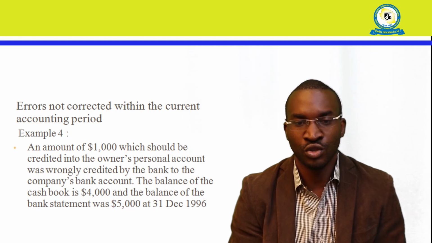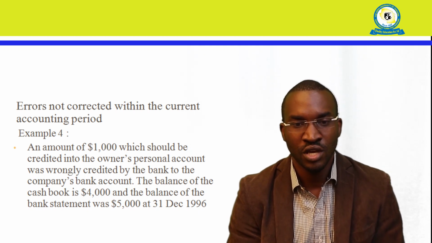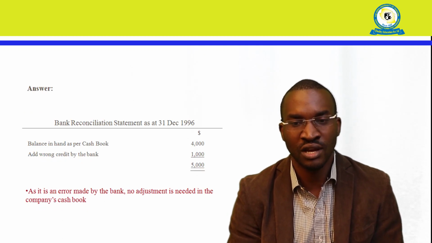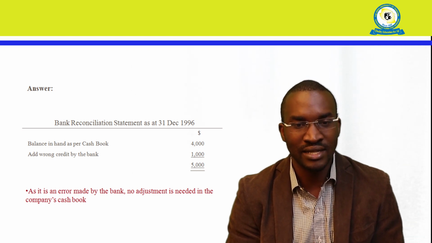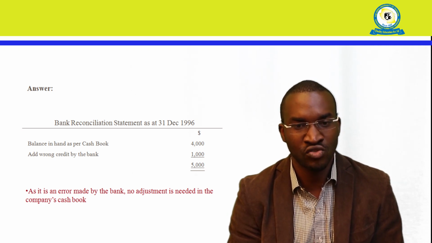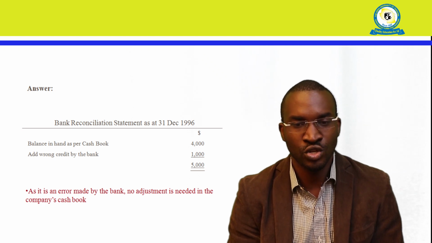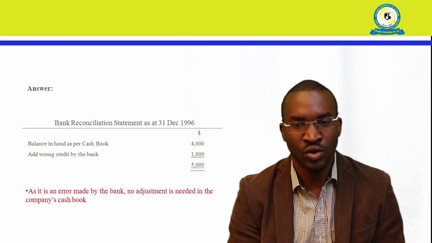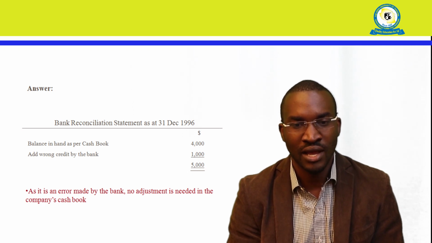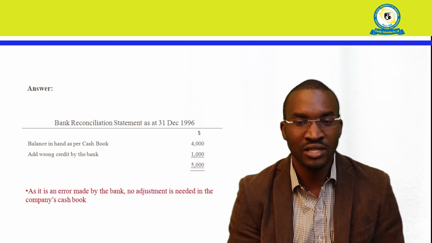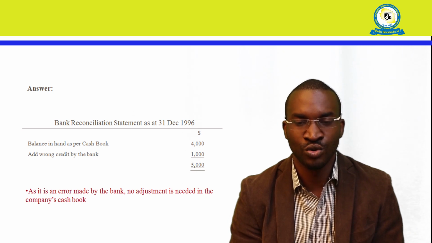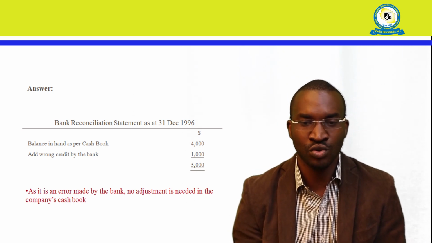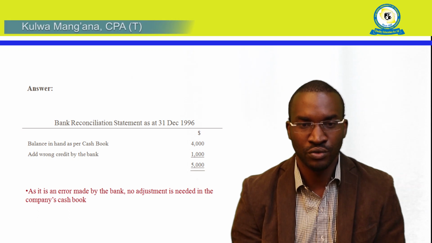Now you'll have to reconcile. In the bank reconciliation statement, the balance in hand as per cash book is 4,000. Then you're going to add the amount wrongly credited by the bank, 1,000, to arrive at an amount of 5,000. As it is an error made by the bank, no adjustment is needed in the company's cash book. You don't have to adjust your cash book because that error originated from the bank's point of view.